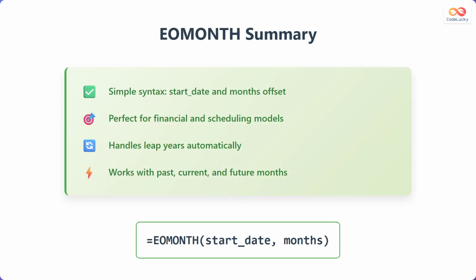To summarize, the EOMONTH function has a simple syntax, requiring just a start date and a month's offset. It's perfect for financial and scheduling models, automatically handles leap years, and works with past, current, and future months. Remember, the formula is =EOMONTH(start_date, months).